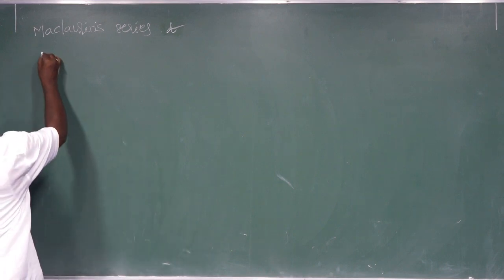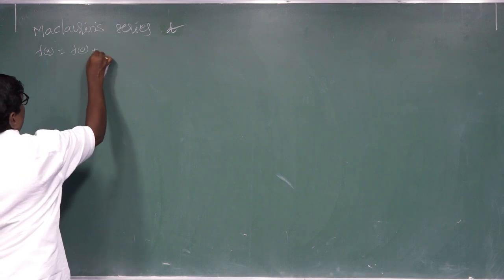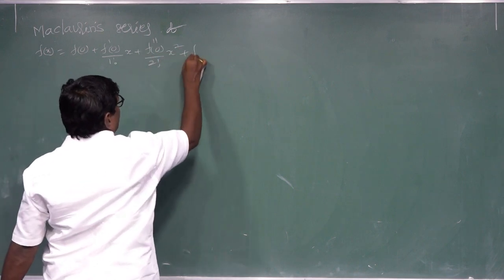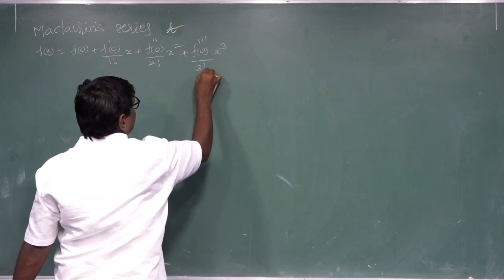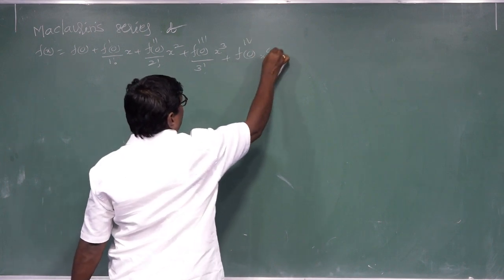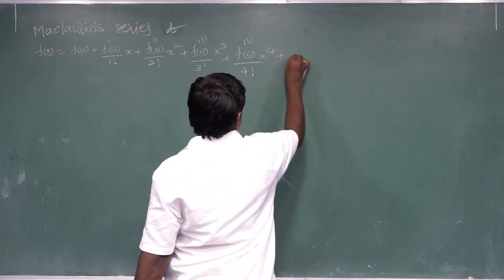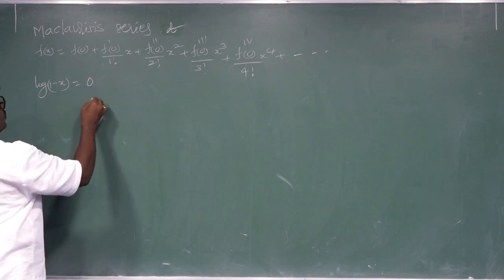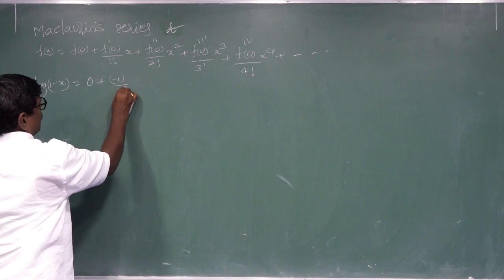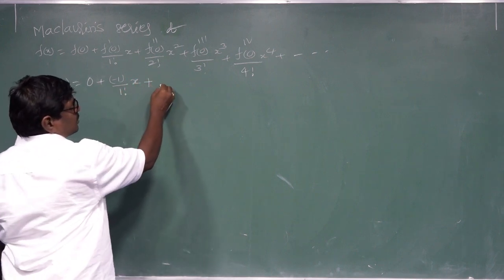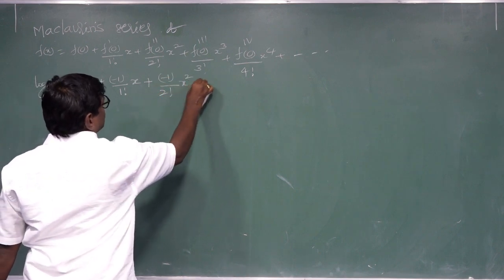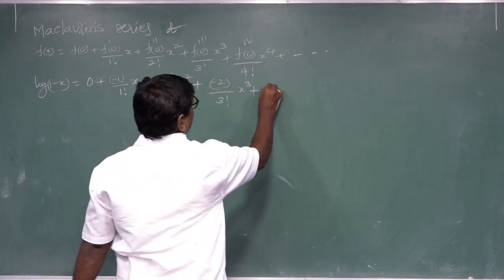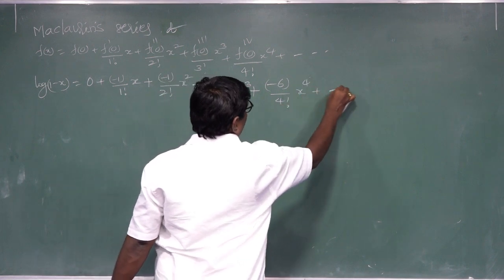The Maclaurin series expansion is f(x) = f(0) + f'(0)/1! x + f''(0)/2! x² + f'''(0)/3! x³ + f⁗(0)/4! x⁴ and so on. For log(1 - x), f(0) is 0, f'(0) is -1 so -1/1! x, f''(0) is -1 so -1/2! x², f'''(0) is -2 so -2/3! x³, and f⁗(0) is -6 so -6/4! x⁴, and so on.